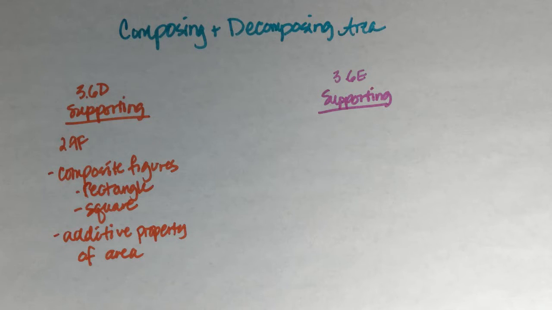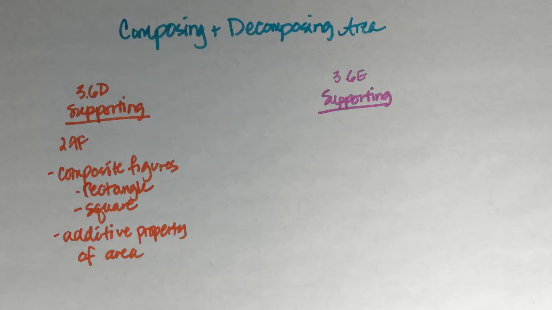So we also want to make sure that students are always writing the unit with the measurement. So we don't want them to just say this has an area of 18. 18 what? 18 miles, 18 square miles, 18 square inches, 18 square centimeters, 18 square millimeters, 18 square yards, 18 what? So we want to make sure we're being specific.